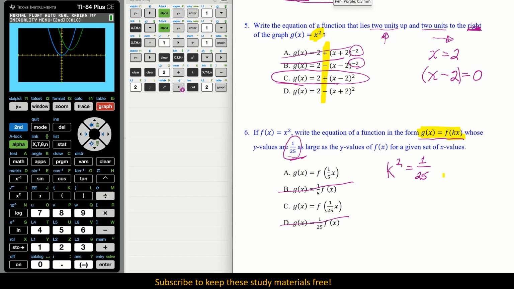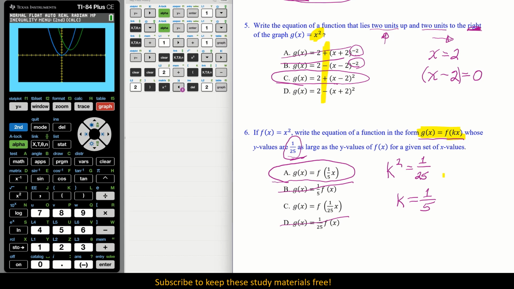So f of x is our parent value, and we want to take it and make it 1/25th as large. Okay, so we want to change it and ignore the words as large because that makes you think you're getting something bigger. Don't worry about it. We just need to alter it. But what you see here is we can get K. Obviously, if we put both of these under the square root, we are going to get this. And that tells us automatically that the form that we're looking for is A.